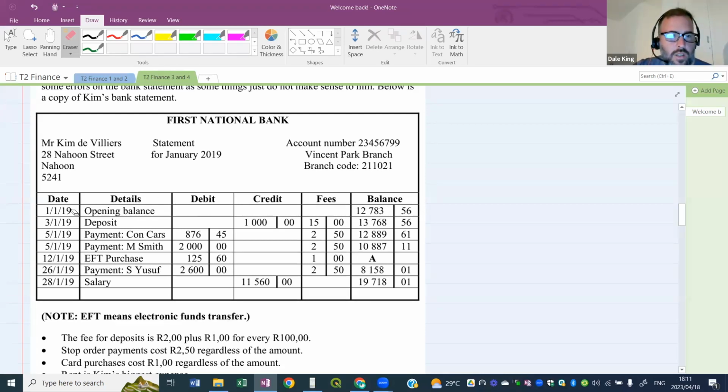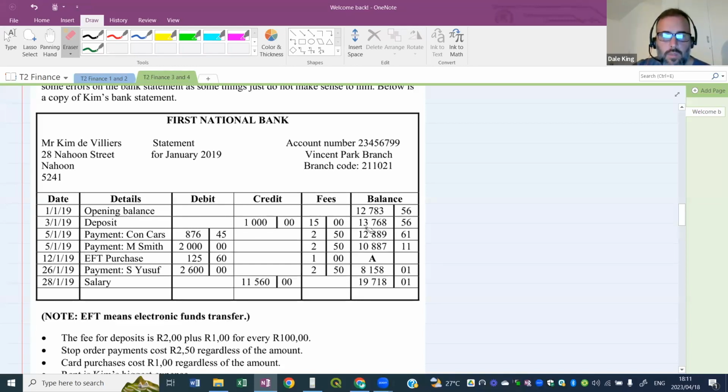Now, the first transaction, on the 3rd of January, was a deposit. We know a deposit is putting money in. When you deposit, you put money into this bank account. And we can see here that it was 1,000 rand that was put in. They've got it under the credit column.